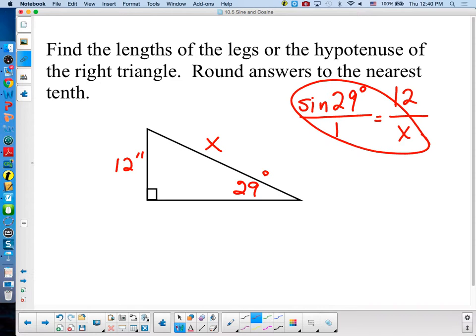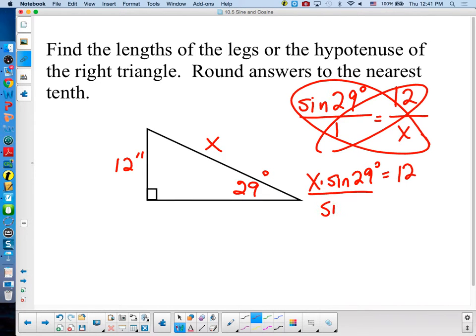So cross multiplying, x times the sine of 29 equals 12 times 1. So for this one you have to divide. Divide 12 by the sine of 29. And what do we get for the length of the hypotenuse? 24.8 is what it is approximately when you round it.